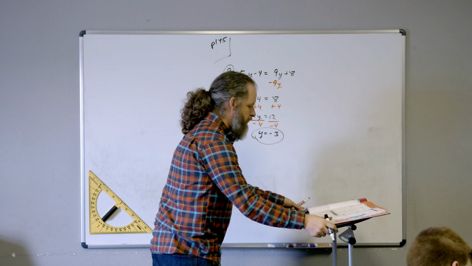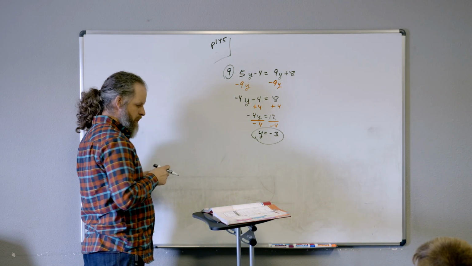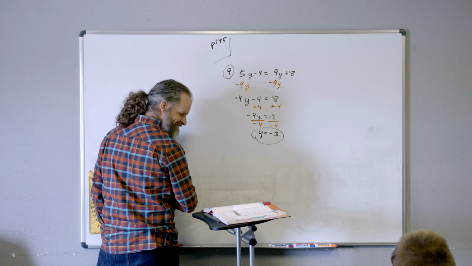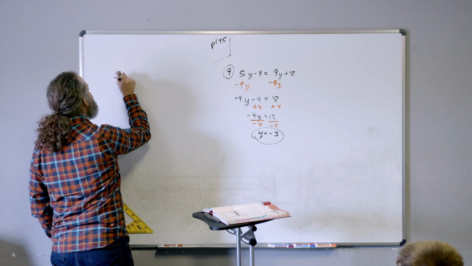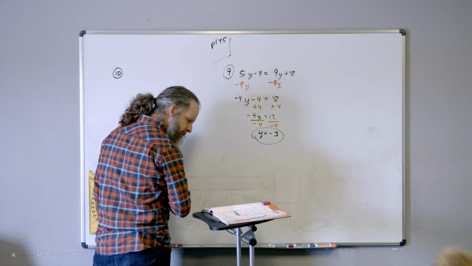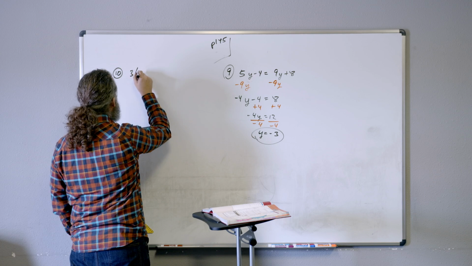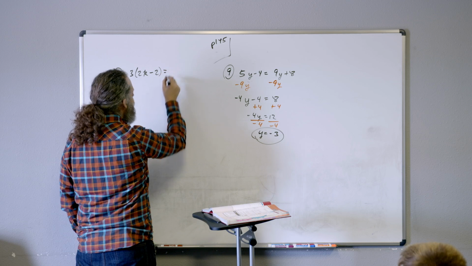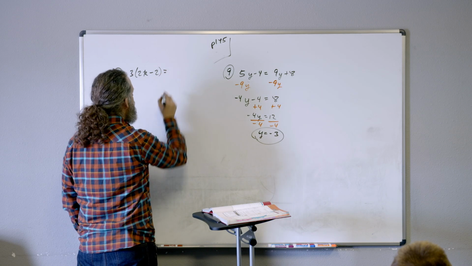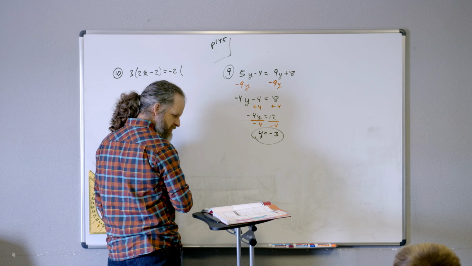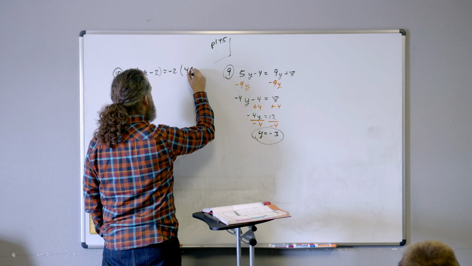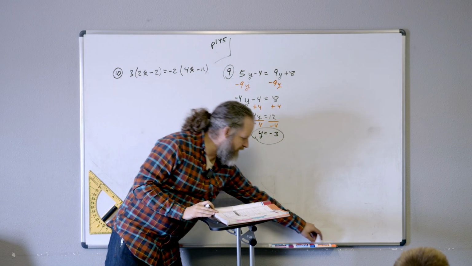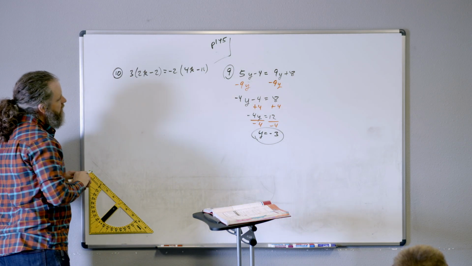Okay, what about 10? Well, you'd have to solve problems like it, so we should do one. 3 times 2k minus 2 equals negative 2 times 4k minus 11. So what would we have to do on this problem? Distribute both. Yeah.